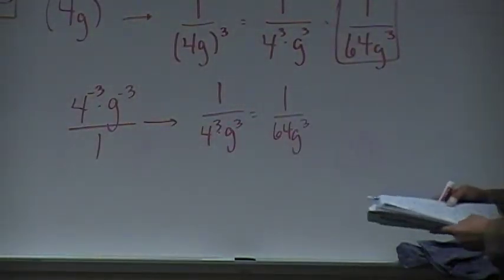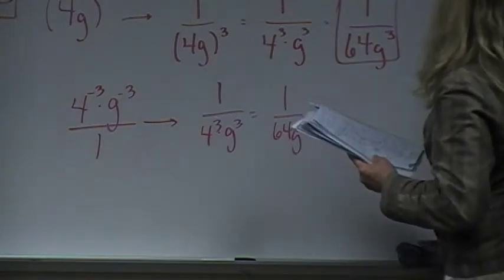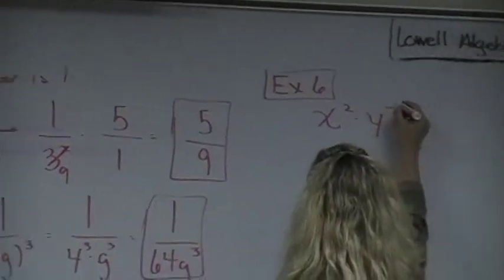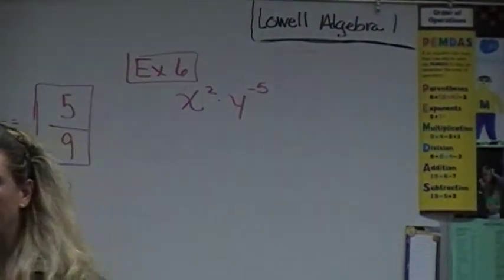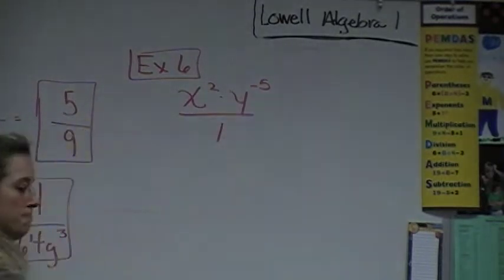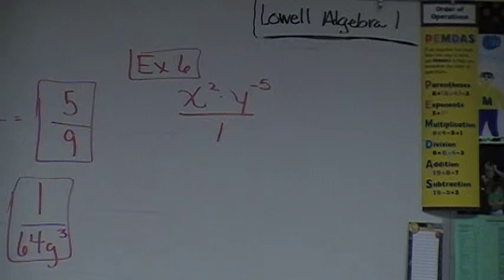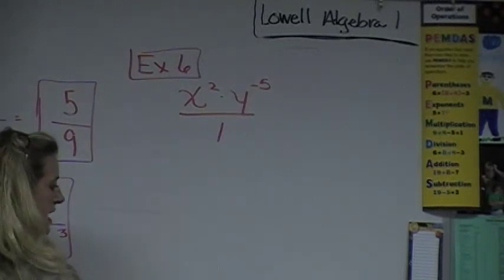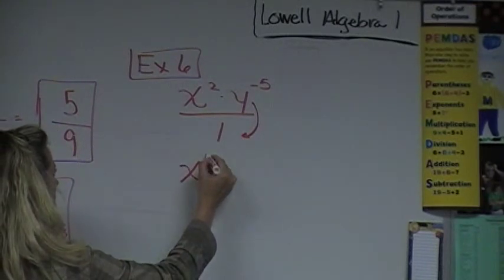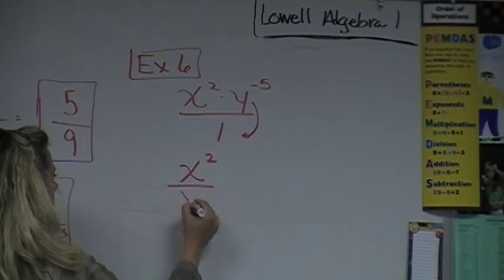All right, next one. How do I do this one? x to the second times y to the negative fifth. How do I simplify that? What could I put that whole expression over? 1. Over 1. Tell me right now, what stays in the numerator the way it's at? The x to the second, right? Why does it stay? Because it has a positive exponent. What doesn't stay where it's at? The y to the negative fifth. Where does that one go? To the bottom. What's my final answer going to be? x squared over y to the fifth.